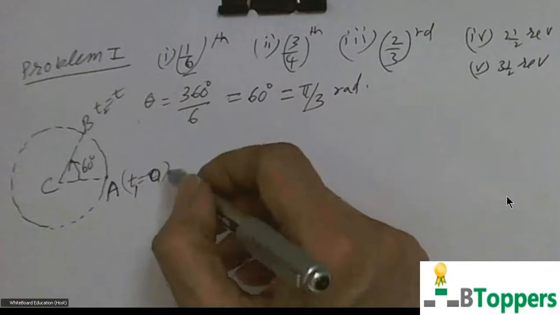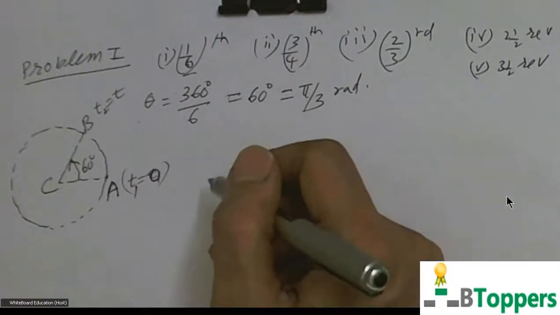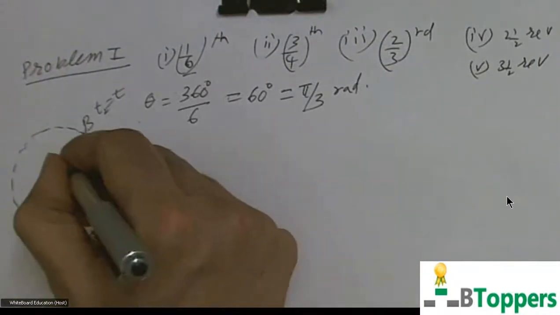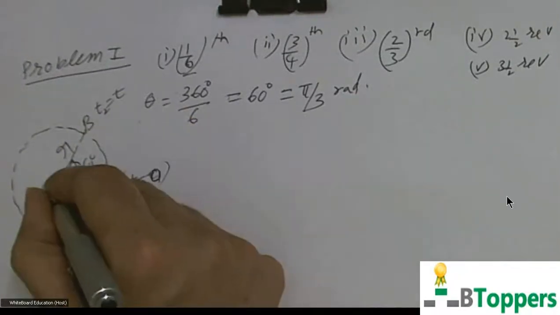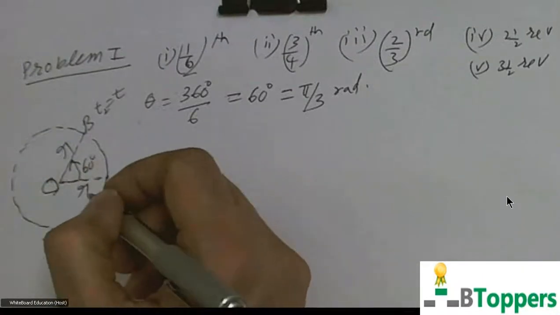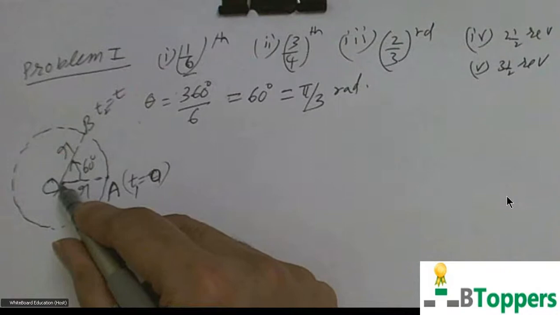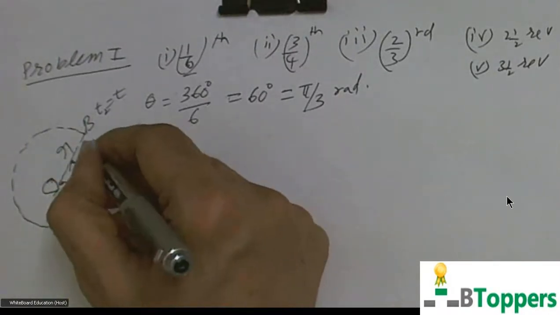So magnitude of average velocity is equal to magnitude of the displacement divided by time interval. Let small r denote the radius of the circular path. The center of the circular path is denoted by C or sometimes by O. We can choose the center of the circular path as the origin of the coordinate system. So A is the initial position of the particle and B is the final position of the particle.